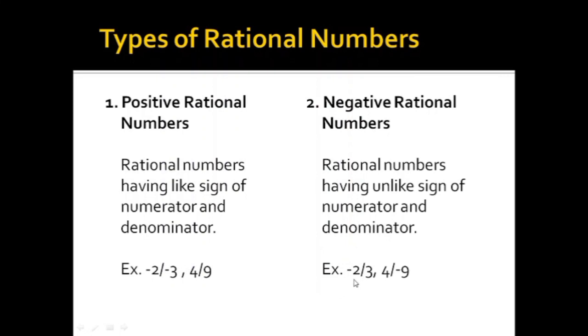As an example, we can see minus 2 upon 3. So the numerator is minus 2, which is negative. Denominator is 3, which is positive. Another example, we can see 4 upon minus 9. Numerator is positive. Denominator is negative. So these are the examples of negative rational numbers.